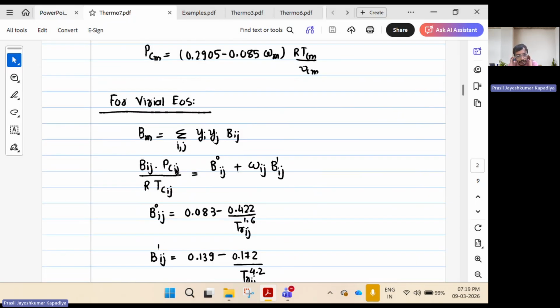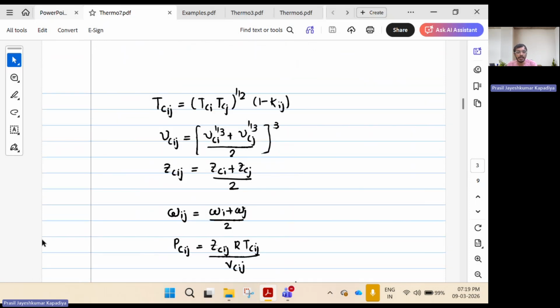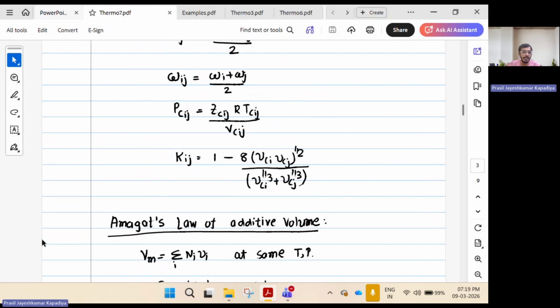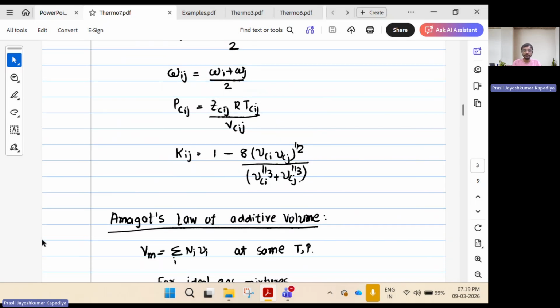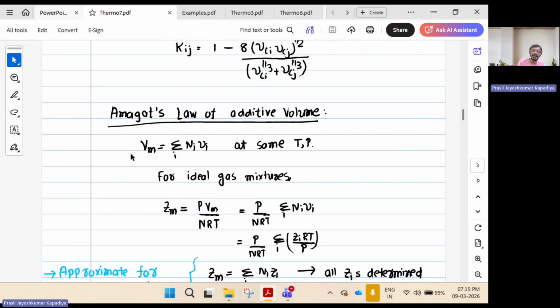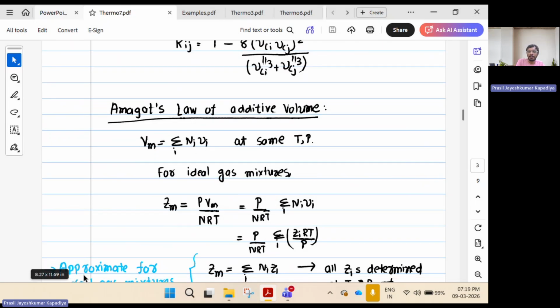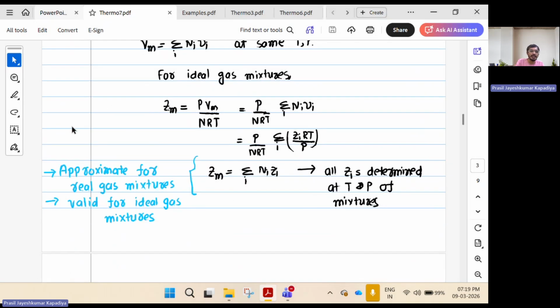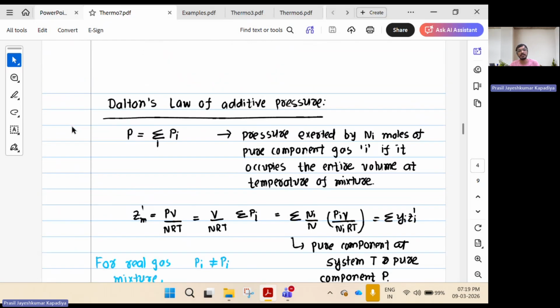Then we also learned that for the virial equation of state, how to find the mixture B naught and mixture B prime, and from that we can find the properties. Then a very important thing, Amagat's law of additive volume, we learned, that is Vm is equal to summation NiVi, and that is approximate for real gas mixtures, but it is absolutely valid for ideal gas mixtures.